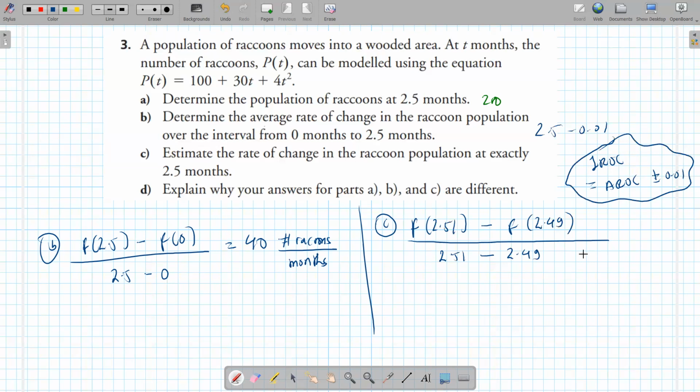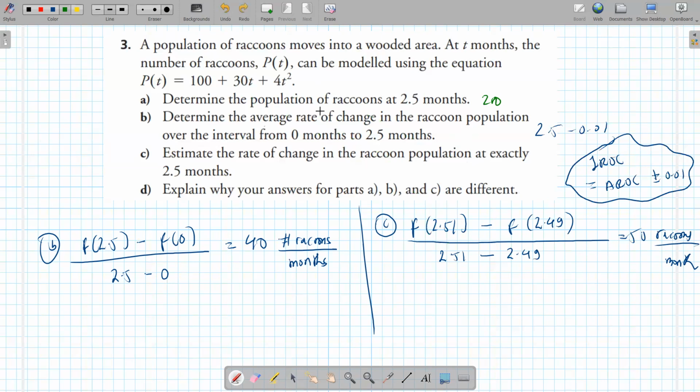So here, let me plug this in. So we have 100 plus 30 times 2.51 plus 4 times 2.51 squared minus 100 plus 30 times 2.49 plus 4 times 2.49 squared, divided by 0.02. I get a 50. 50 raccoons per month. That makes sense? That's all you have to do. It's like 2 steps. It's just a calculator. You just want to plug this in as t and then take away this as t.